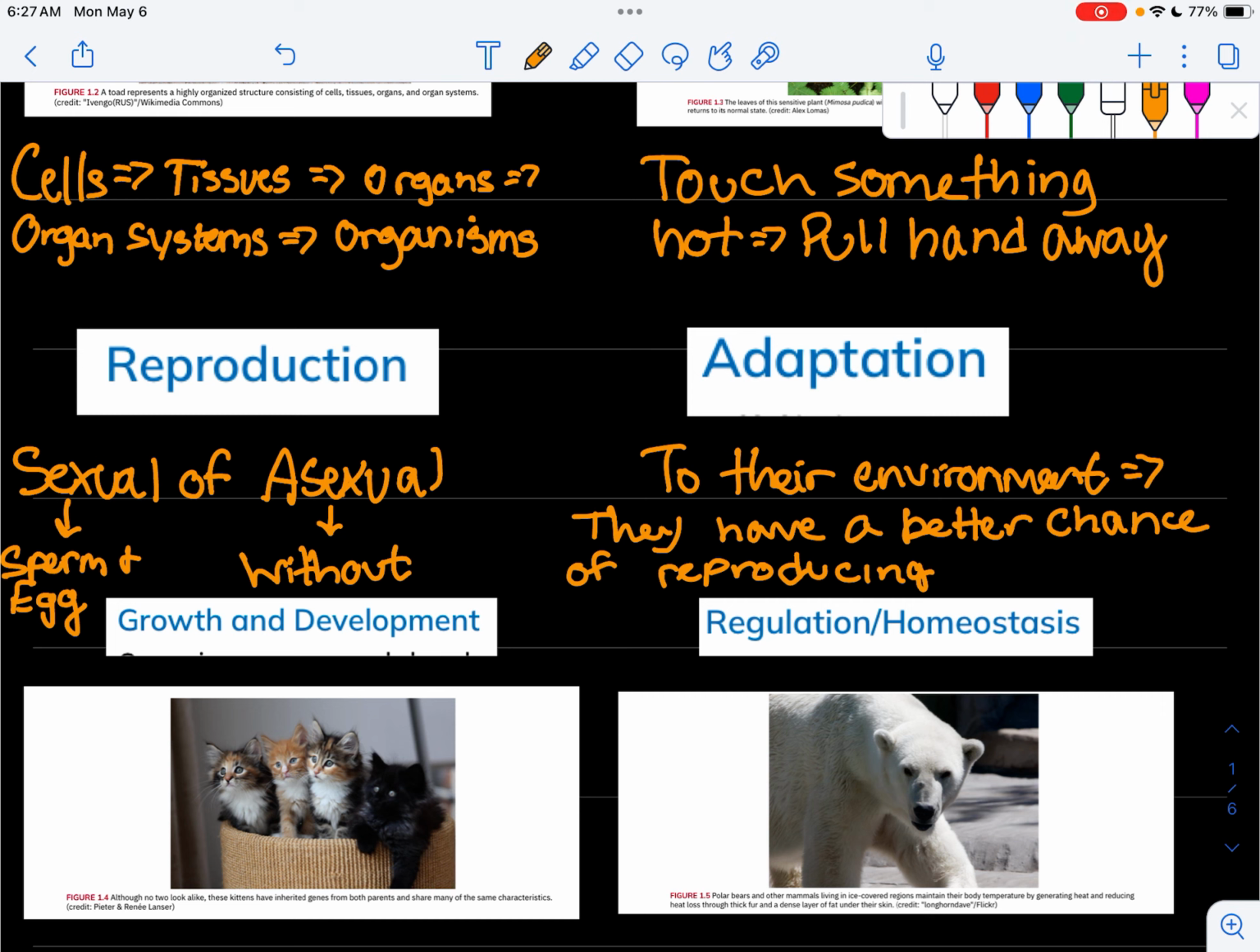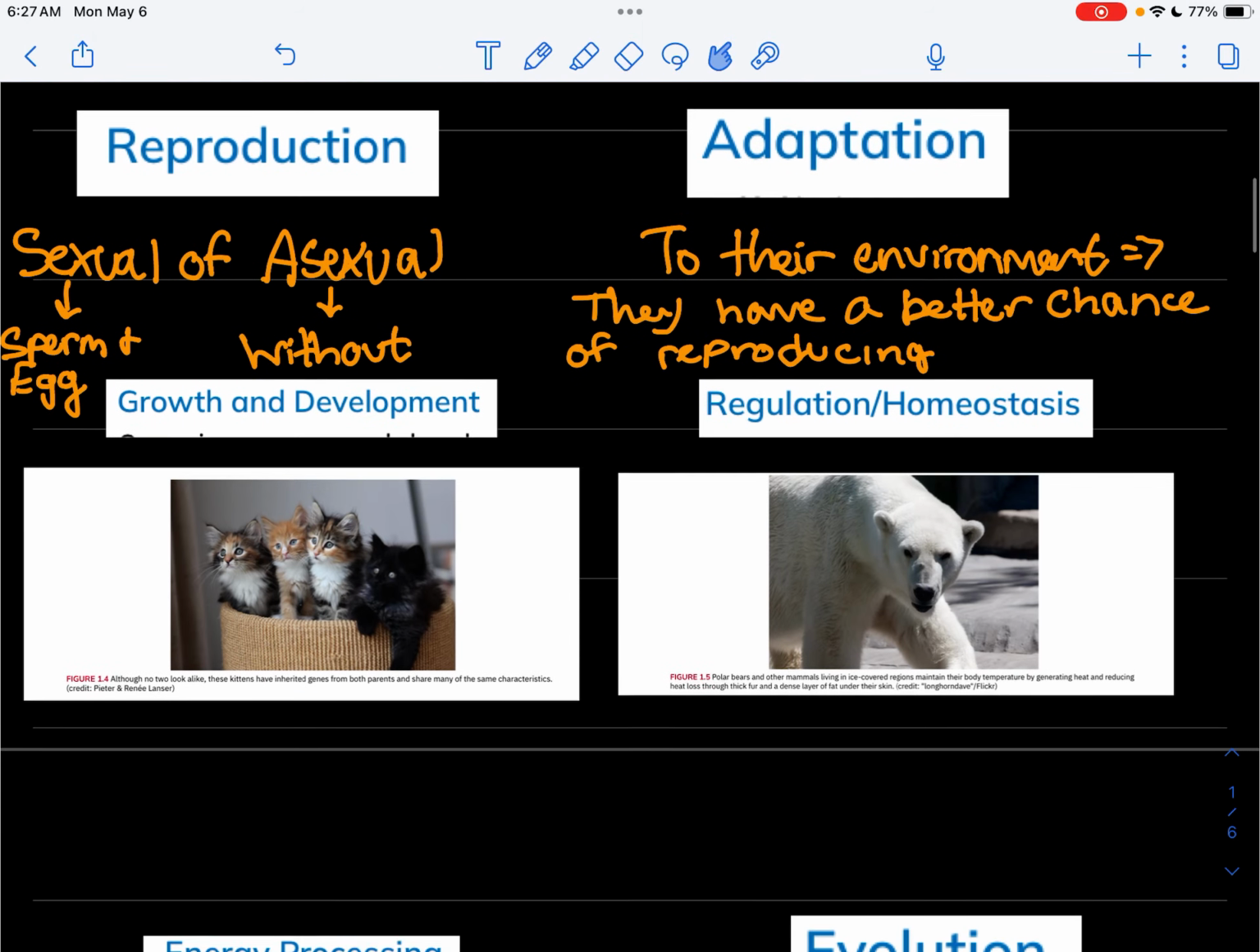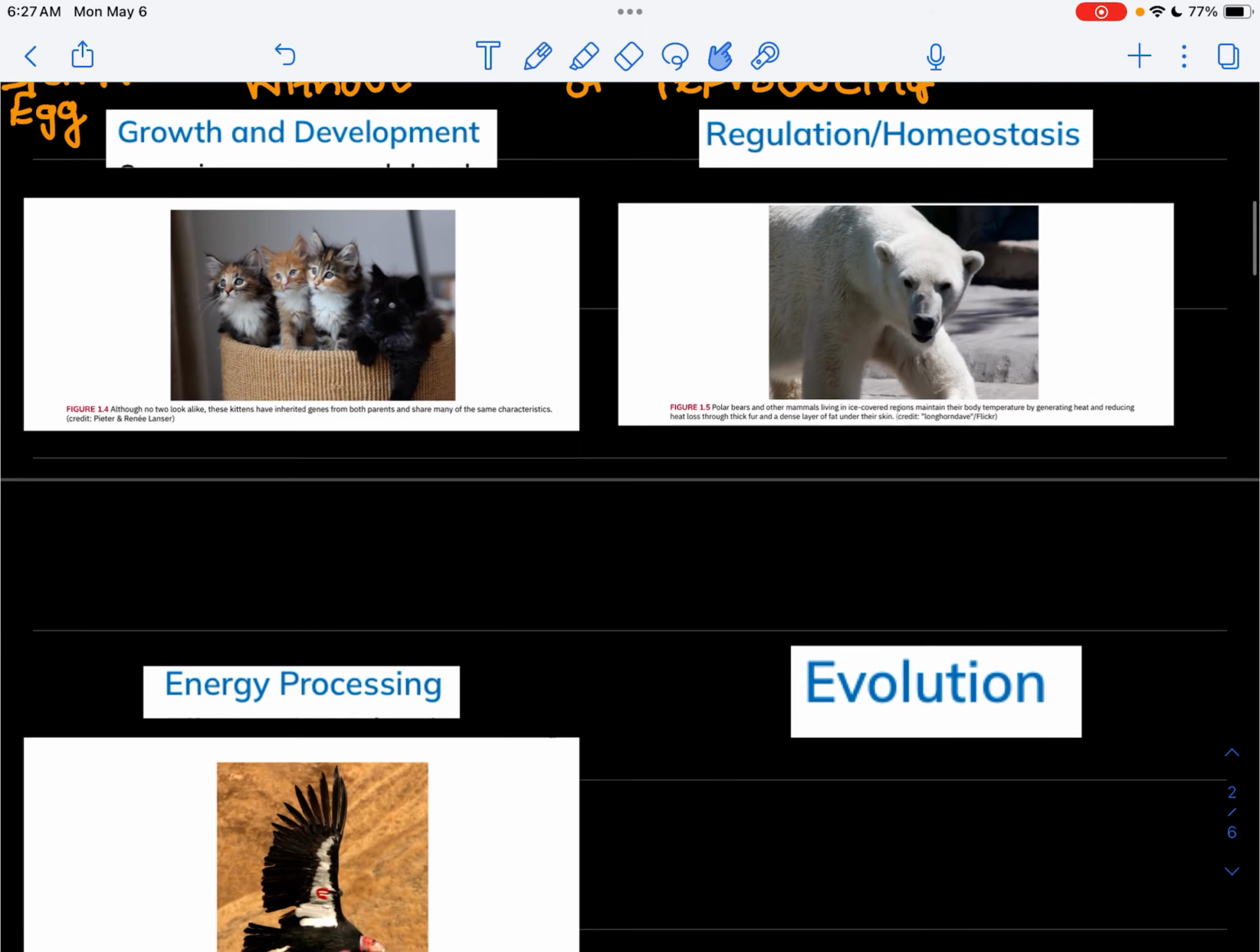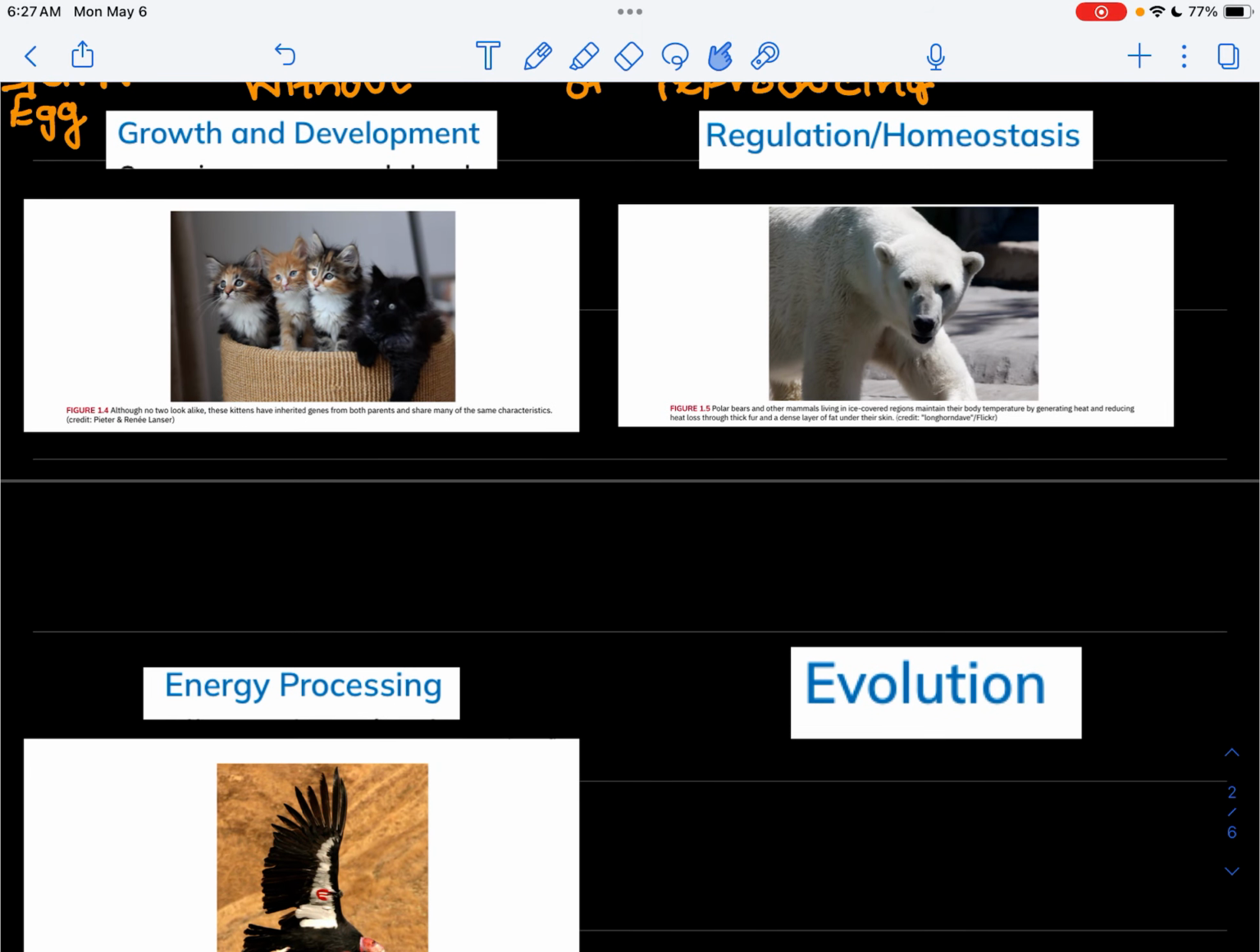Okay, so that's adaptation. Adaptation falls very well in line with evolution, which I believe is the eighth unifying characteristic of life, but we will get there. Here is number 5. It says growth and development. Let's read what the caption says.